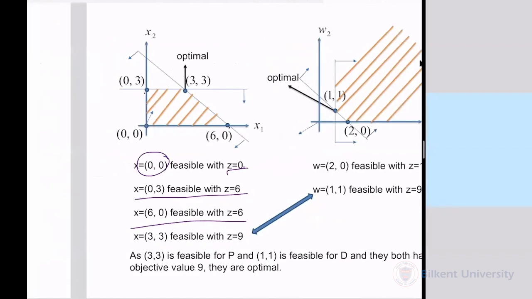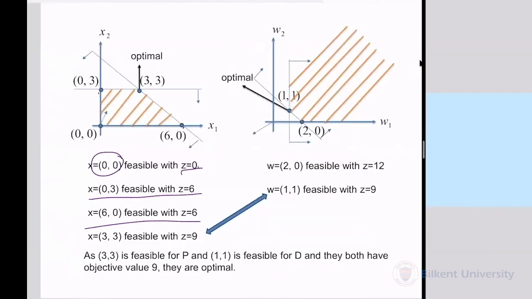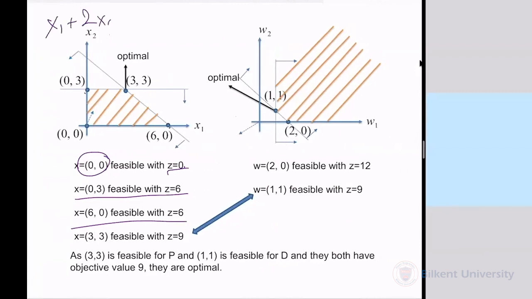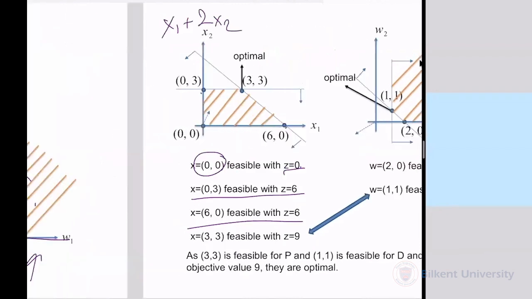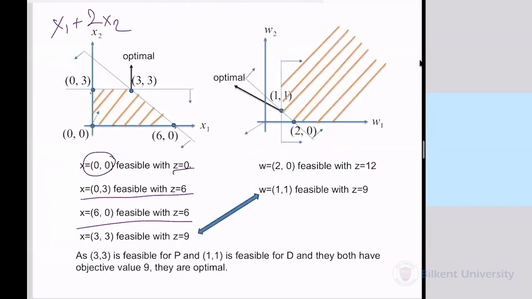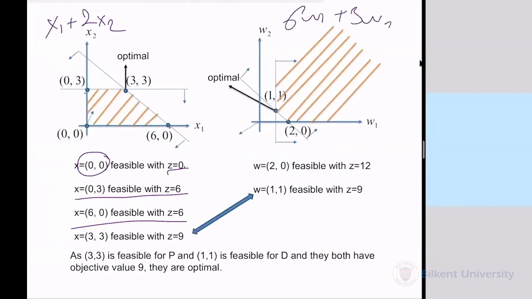What was my objective function? x1 plus 2x2. The objective function for the dual is 6w1 plus 3w2. Now, you put (0, 3) in x1 plus 2x2, and it gives you 6. (3, 3) gives you 9. Look at the objective function values for the dual, guys. This one, (1, 1), will give you 9. (2, 0) will give you 12.